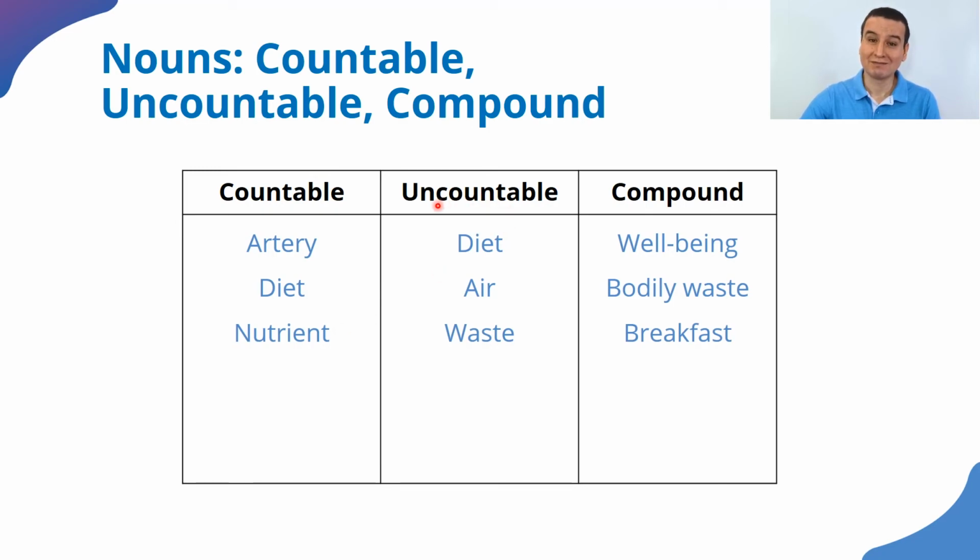Uncountable nouns, I included here diet again, as I explained. Air could be uncountable, and waste. All right. Compound nouns, composed of more than one word. Well-being, bodily waste, and breakfast. All right. So I gave you that one, well-being, because I want you to know and remember that hyphenation is one way of creating compound nouns. Actually, that is the activity that I have for you.